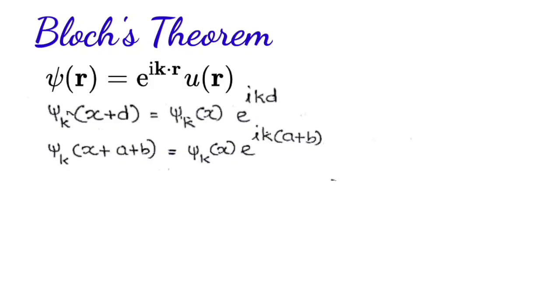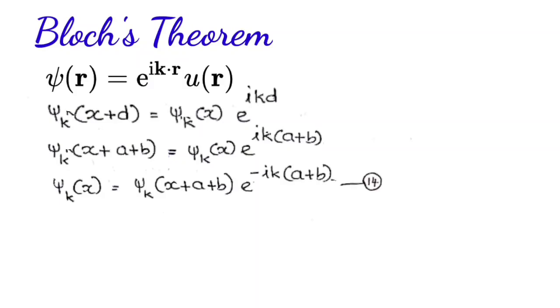We can rearrange this equation as psi k of x is equal to psi k of x plus a plus b into e raised to minus i k into a plus b. This will be equation number 14. Here d is a plus b, that is the periodicity. In our case, consider x is equal to minus b.